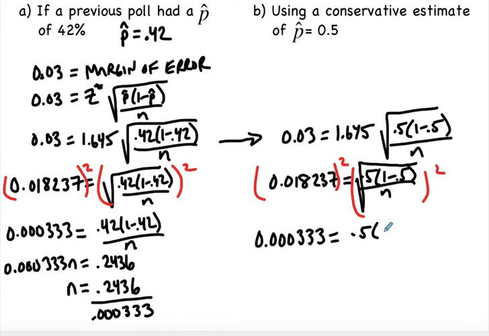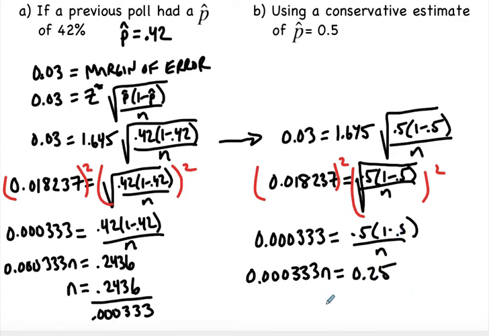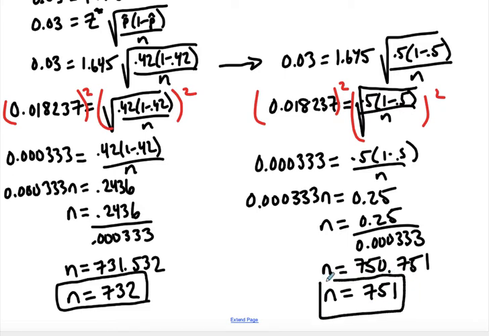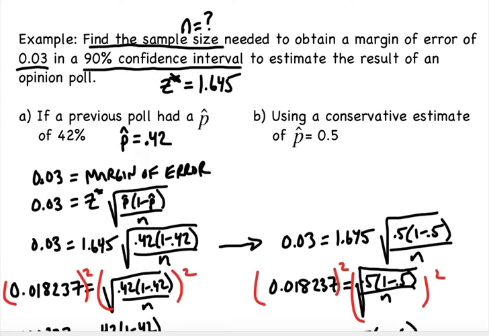But now on the right side, if I multiply by n, the 0.5 times the 1 minus 0.5 is going to give us 0.25. So in order to get n alone, I need to do 0.25 divided by 0.000333. And then n this time would be 750.751. So I would round that up to 751. So it just depends on what p hat you use, either a previous poll or a conservative estimate.